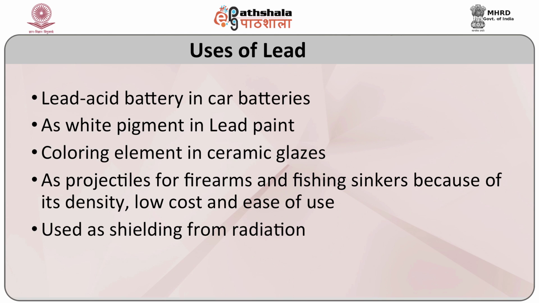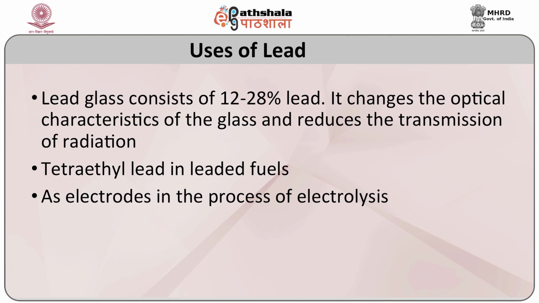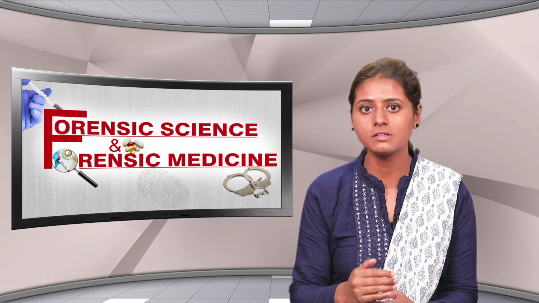Used as shielding from radiation, lead glasses consist of 12 to 28% lead. It changes the optical characteristics of the glass and reduces the transmission of radiation. Tetraethyl lead is used in leaded fuels, and lead is used as electrodes in the process of electrolysis.